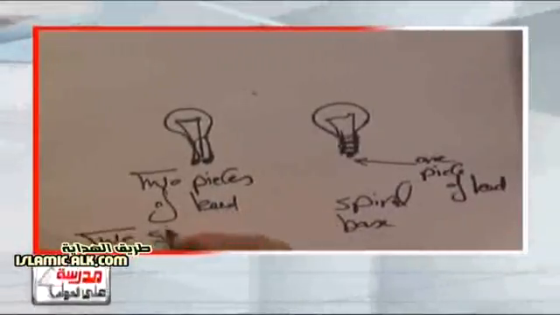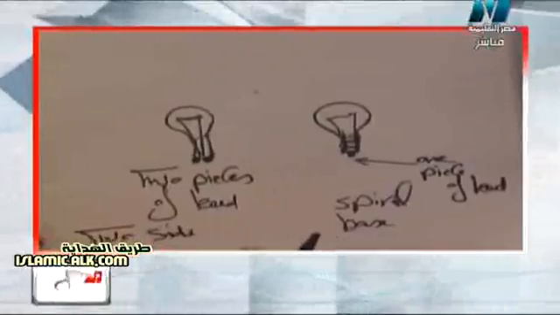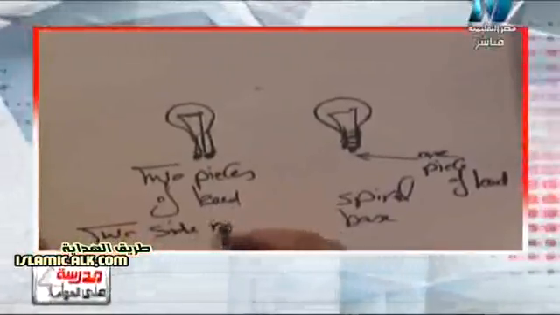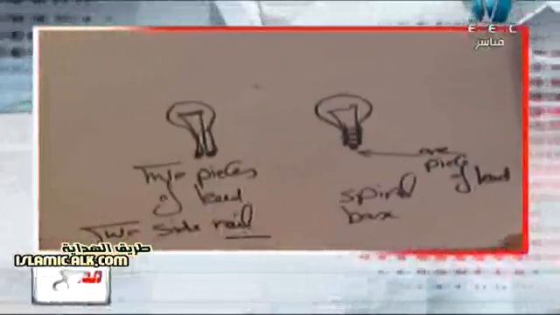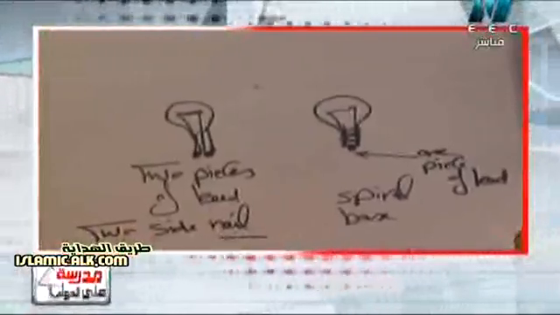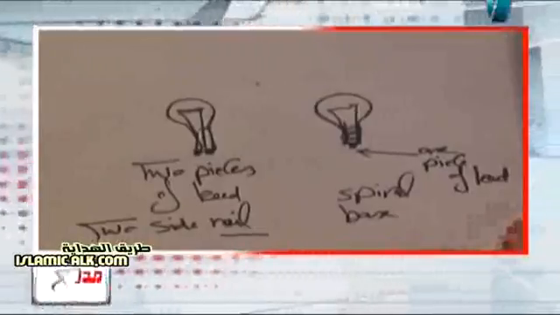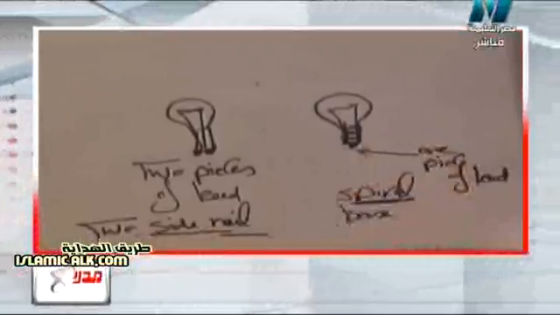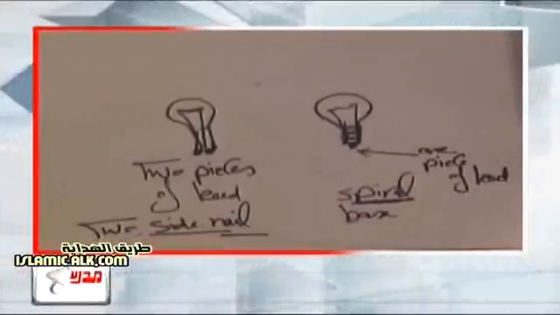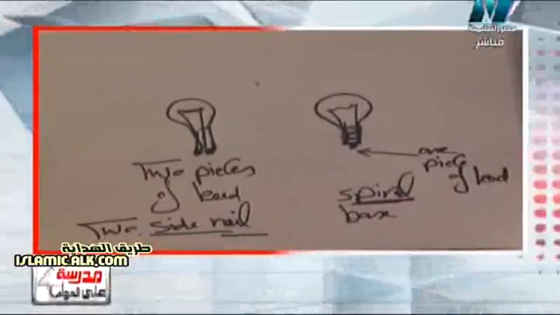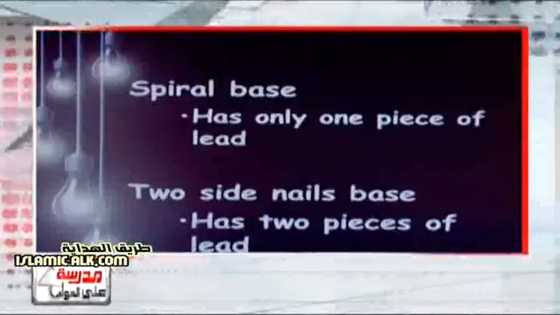Okay, so the main difference is in the number of pieces of lead. The two side nail is the lamp we call the nail lamp, but accurately it is a lamp with two nails, not one. And the lamp we call spiral is the one commercially called the Alooz lamp. Okay, so now we have the two side nail base and the spiral base. The difference between them is the number of pieces of lead, as we will see now on the monitor: the spiral base has only one piece of lead, and the two side nail base has two pieces of lead.